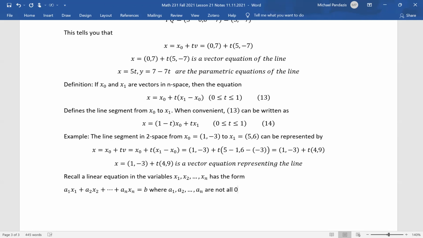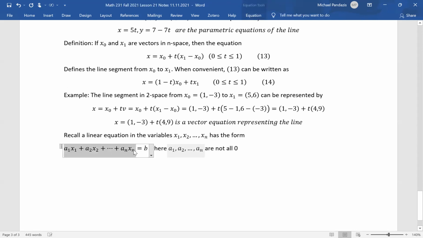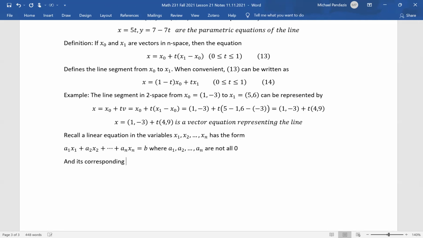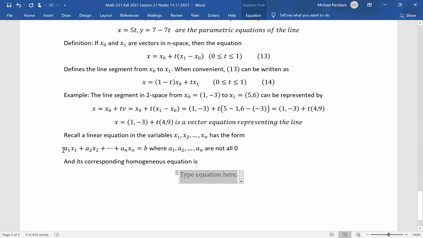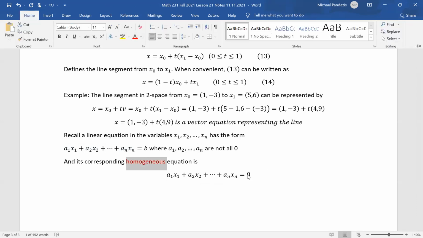Okay, so recall that a linear equation in the variables x1, ..., xn has the form where you have this linear sum equal to a constant, where not all the coefficients, the a's, are 0. And its corresponding homogeneous equation is, well, a homogeneous equation is when you have a linear sum, but instead it equals the constant 0. The word homogeneous, I'm reminding you, is telling you that the constant at the end is 0.